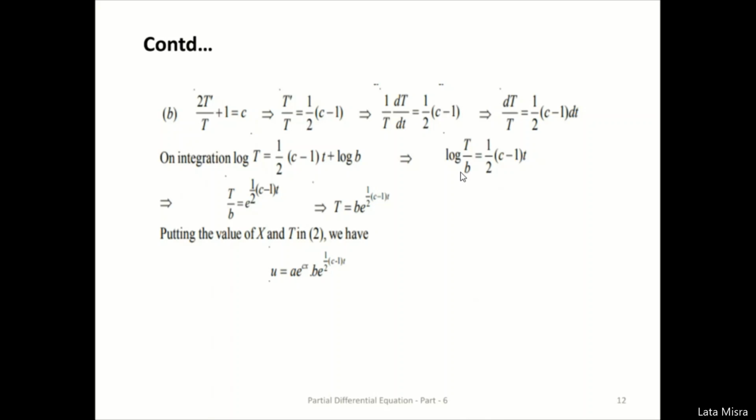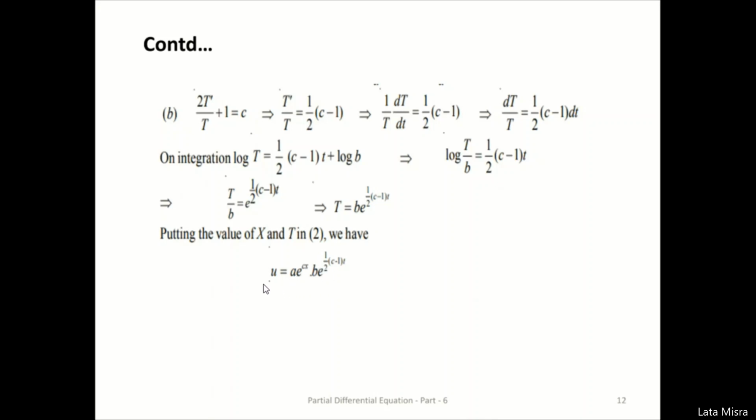Again applying the property of log, we get log T/b equals 1/(2c minus 1) t. Removing the log, we get T/b equals e raised to 1/(2c minus 1) t, and we get T equals b e raised to 1/(2c minus 1) t. So now we have capital X and capital T, both values. Just use these in u equals XT.